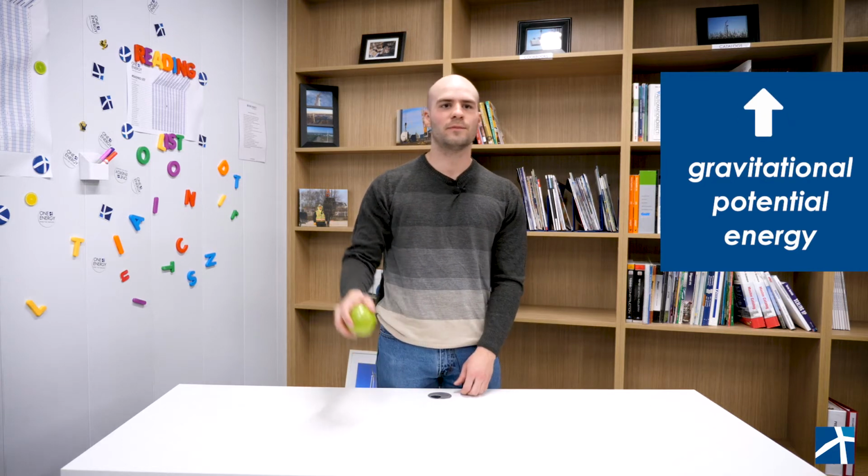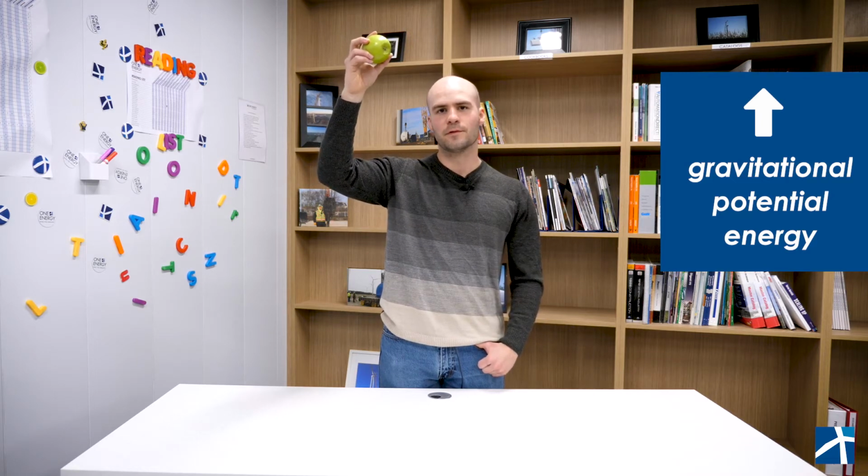But if I move the apple to be above my head, the same apple has a higher gravitational potential energy because it can fall a further distance before it reaches the table. No matter what position I put the apple in, it has potential energy because it's staying still and all of its energy is stored within.